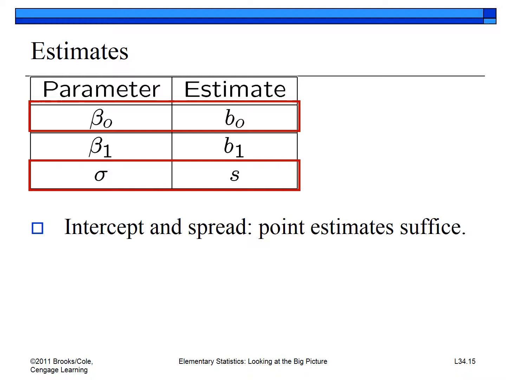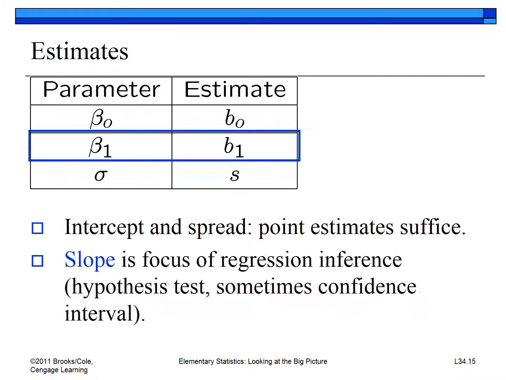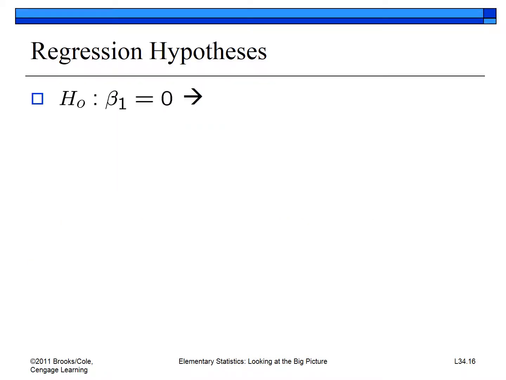So for the intercept and for the spread, that is for B naught and sigma, we can use point estimates, and they're usually good enough. So whatever we get for B naught, that's a good estimate for beta naught. Whatever we get for S, that's a good estimate for sigma. For slope, though, this is where we're going to want to do hypothesis tests or confidence intervals to see if there actually is a linear relationship in our data.